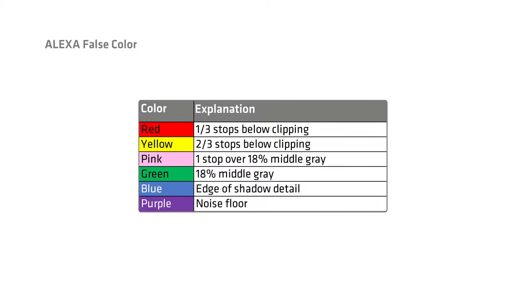Purple indicates the beginning of the signal. That's where the signal has the same magnitude as the noise. Blue is the edge of where you start to see details in shadows. Green is the 18% middle gray. Pink is one stop over 18% middle gray. Yellow indicates you are now 2/3 stops below clipping. And red indicates you are 1/3 stop below clipping.